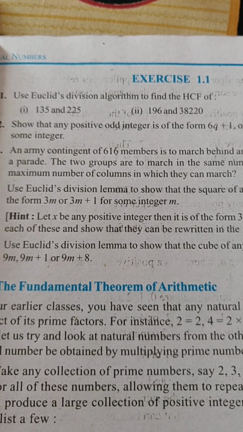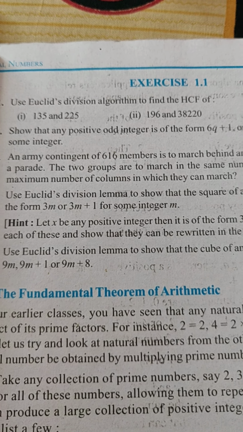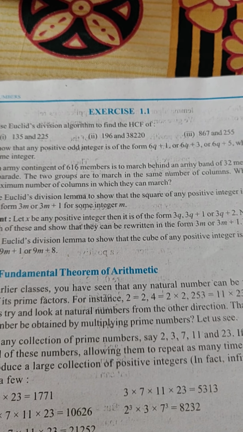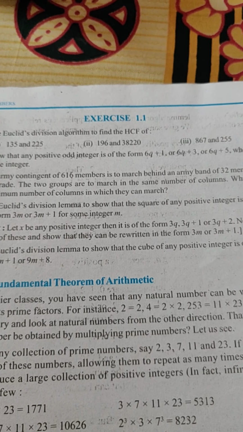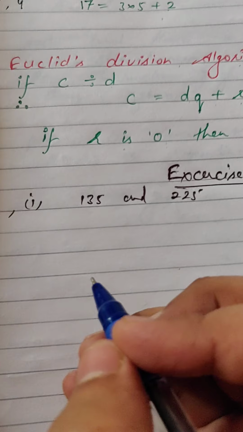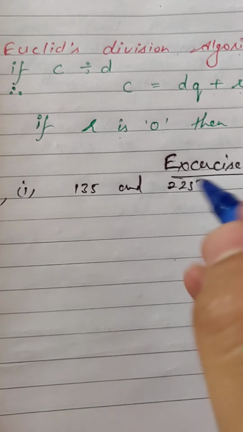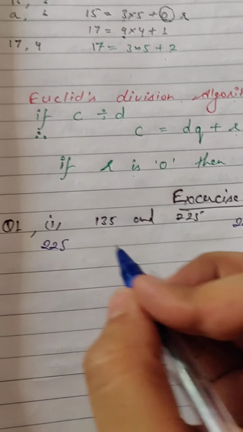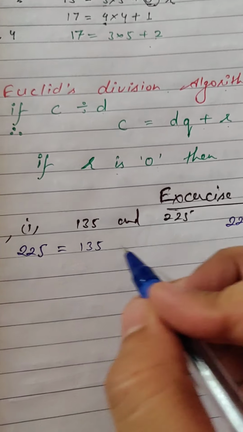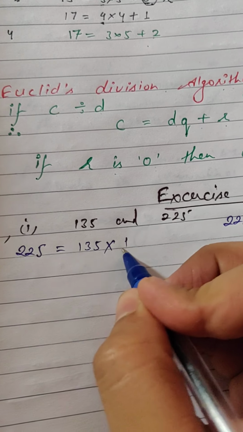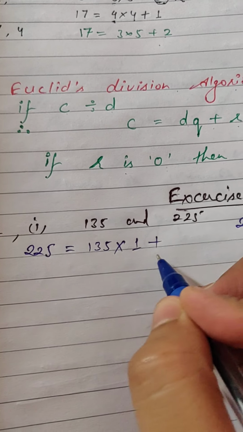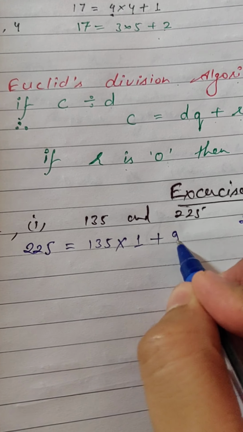Now let's start with exercise 1.1. Question number 1. Use Euclid's division algorithm to find the HCF. Now there are 3 parts, so we will do the first one, and the rest of the 2 will be for you to do. So the first one is 135 and 225. You need to find the HCF. Clearly 225 is greater than 135, so we write 225 on the left hand side and divide it by 135. It will go just once, because 135 twice is 270, which is greater than this. So the remainder will be 90.